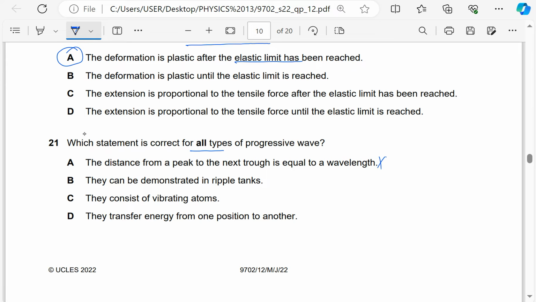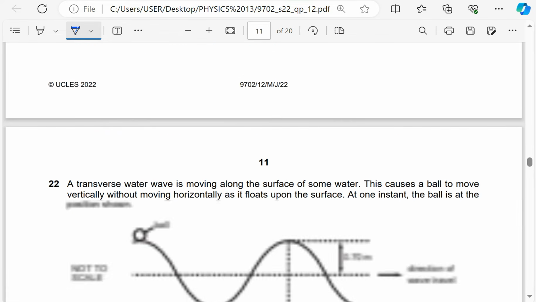Which statement is correct for all types of progressive wave? They can be demonstrated in ripple tanks. It may be hard to demonstrate electromagnetic waves in ripple tanks, yet they are also progressive. They consist of vibrating atoms. Electromagnetic waves do not. They transfer energy from one position to another. This is for all progressive waves.